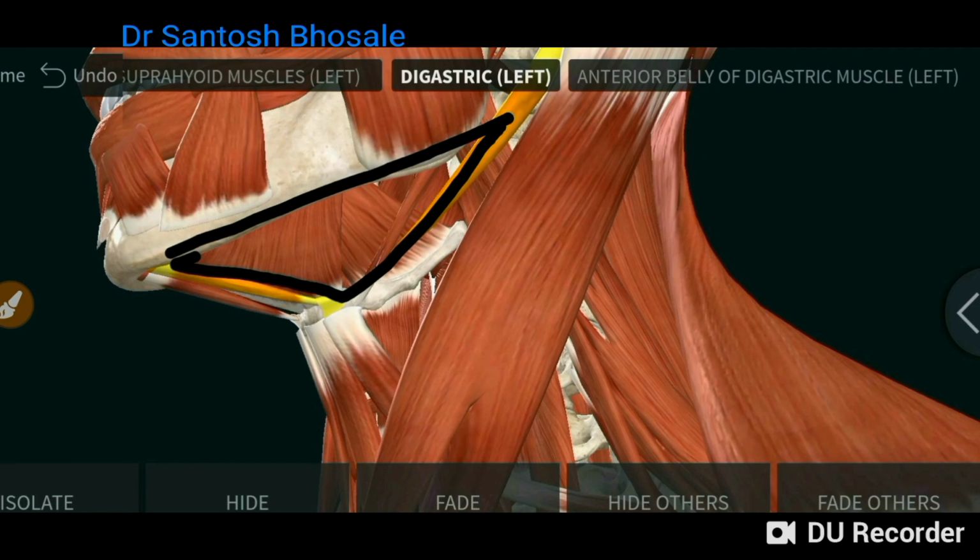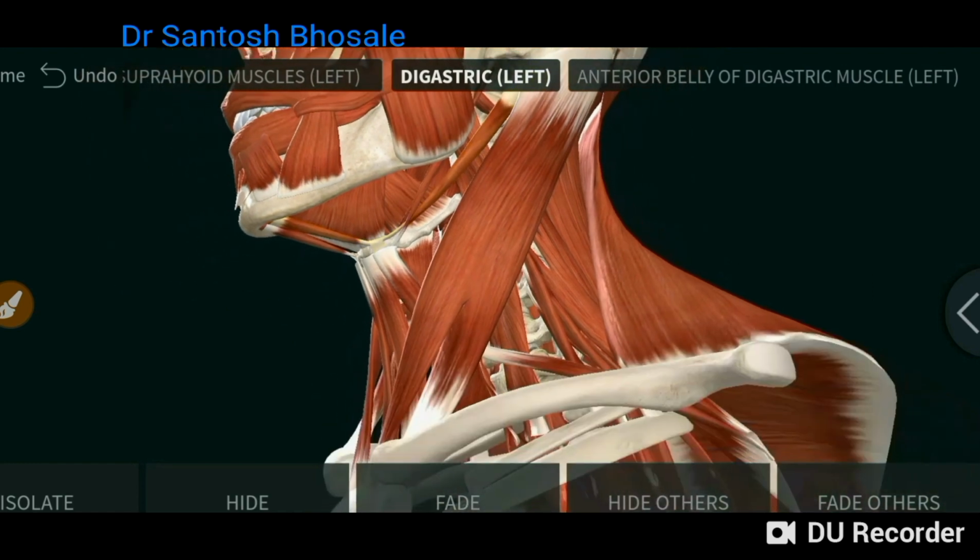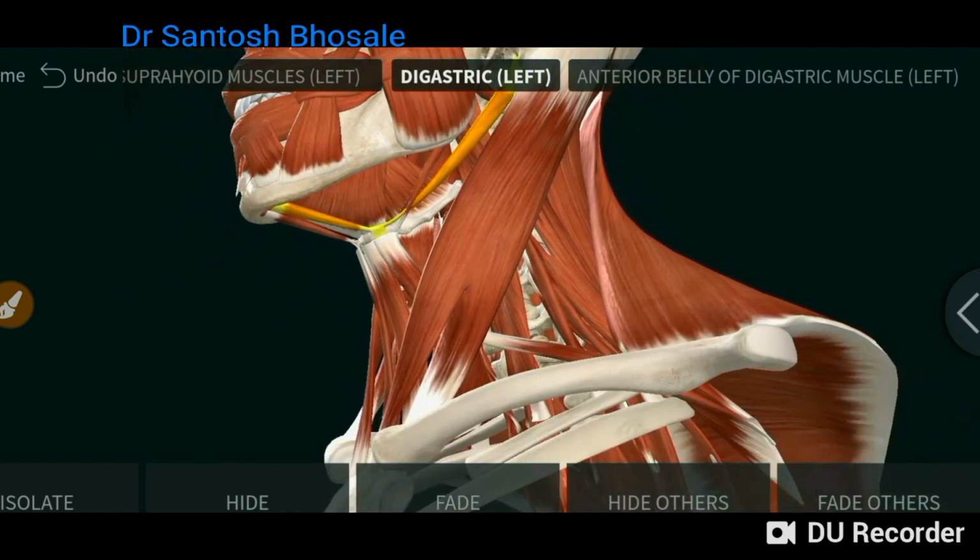It is named on the location. This is the carotid triangle that you can see. Antero-inferiorly you are seeing the superior belly of the omohyoid, antero-superiorly the posterior belly of digastric, posteriorly by the anterior border of sternocleidomastoid muscle, that is digastric.